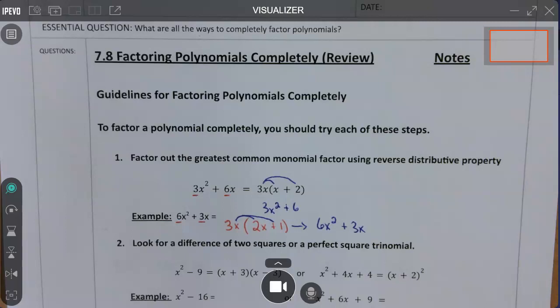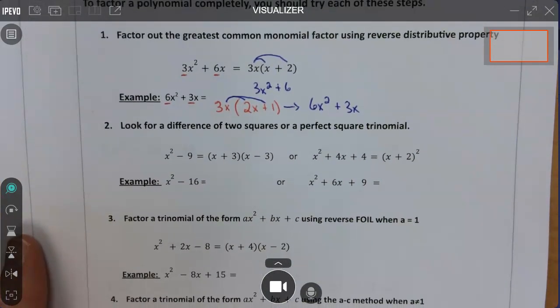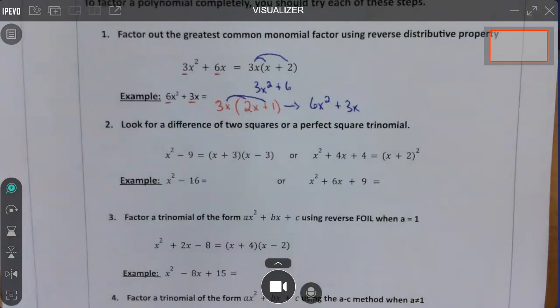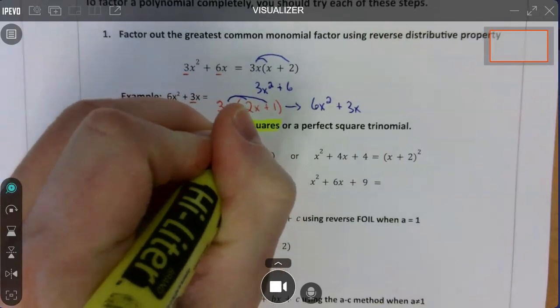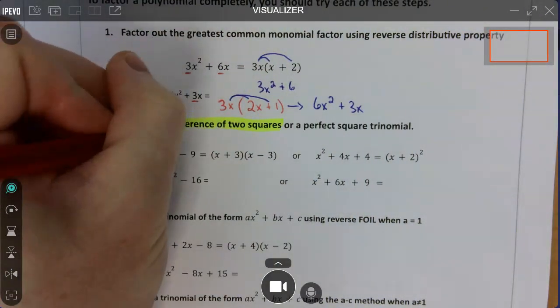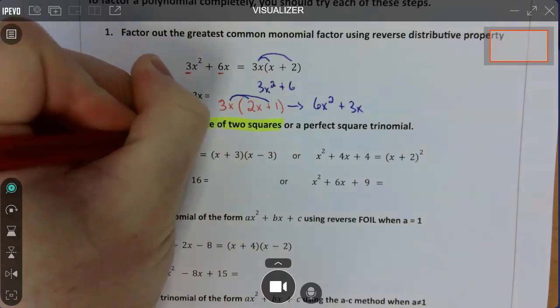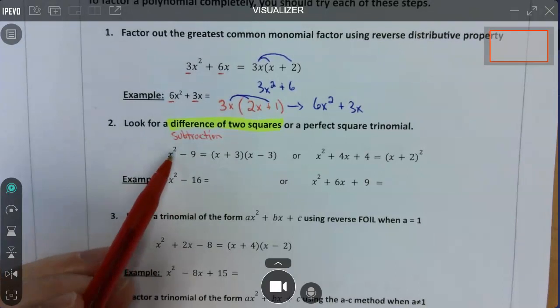Now, sometimes there is not a greatest common factor. One of the other things we learned, which is kind of a shortcut, is a difference of 2 squares or a perfect square trinomial. For the difference of perfect squares, when you see the word difference, you should be thinking subtraction. So are the 2 things that are being subtracted perfect squares?